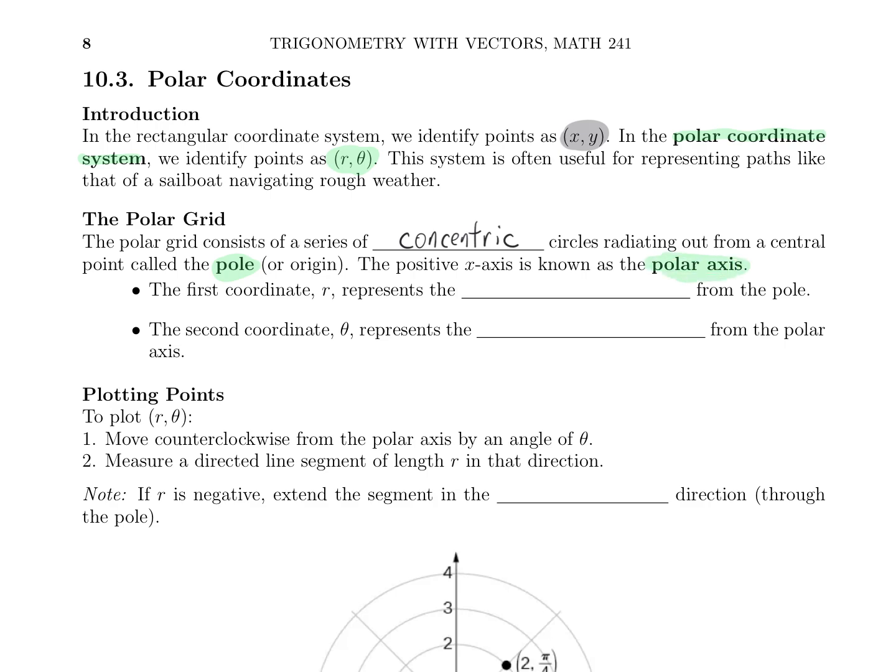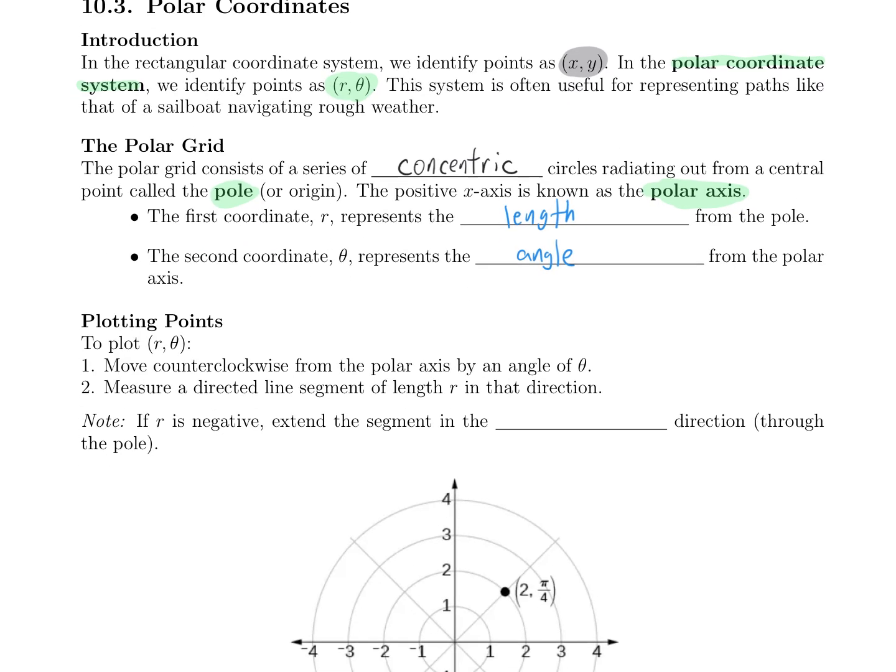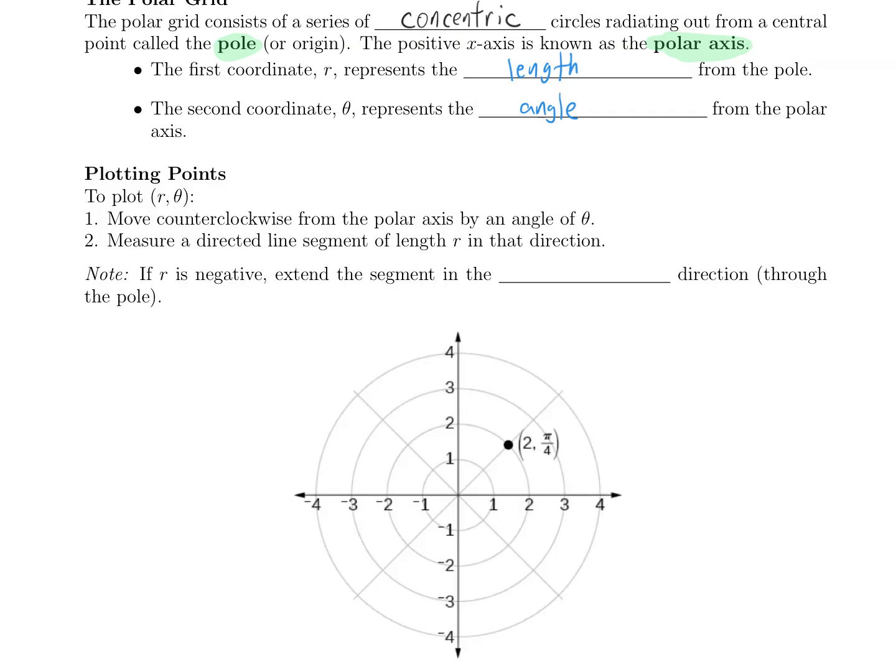So the first coordinate r represents the length from the pole, and the second coordinate theta represents the angle from the polar axis. So let's show you how this works. We're going to plot a point, r comma theta. You want to move counterclockwise. Just think of the unit circle. When you go through an angle in a positive direction, you're going to move counterclockwise, just like we do in the unit circle, from the polar axis, which is the x-axis, by an angle of theta, and then you're going to go in that direction, length r, whatever r is.